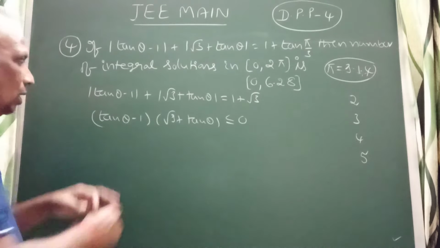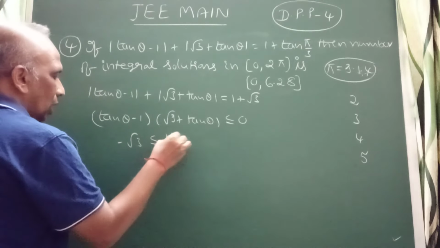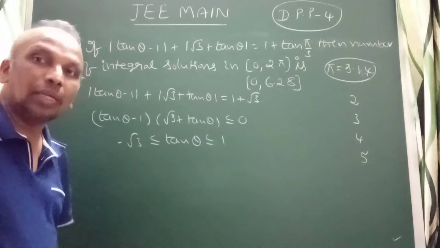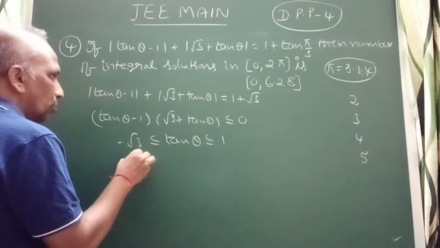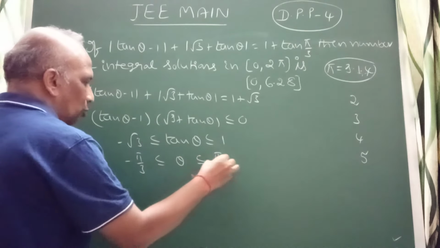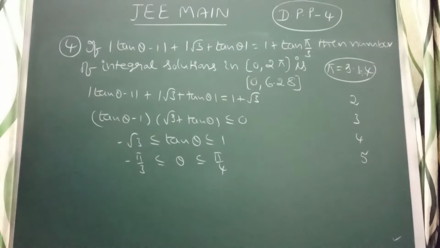Here you can check that. The tan theta minus root 3, so minus root 3 less than or equal to tan theta less than or equal to 1. Then theta lies between minus pi by 3 and pi by 4, that is, minus pi by 3 less than theta less than or equal to pi by 4.